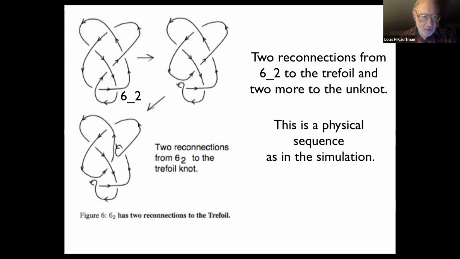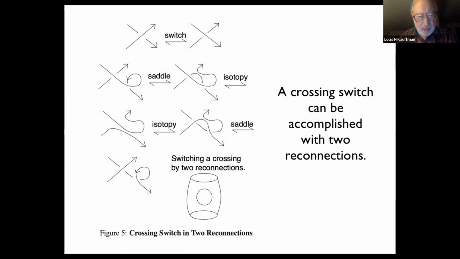Now, 6-2 got reconnected this way when we were looking at it, yes. But here's a trick. You can switch a crossing and create a cobordism between the knot before and after switching, and you add 1 genus when you do that, 1 bit of hole, one little genus on the surface, and 2 reconnections.